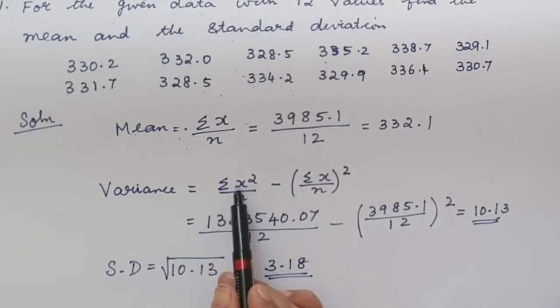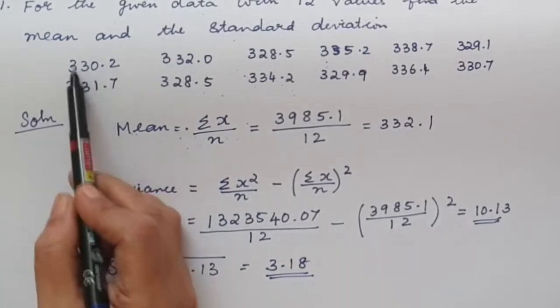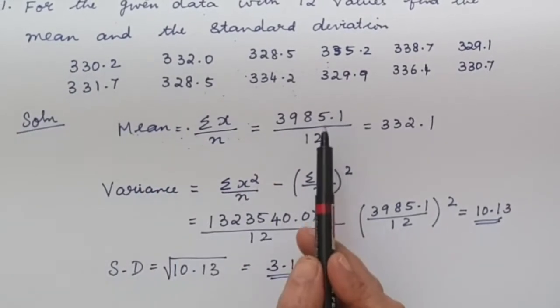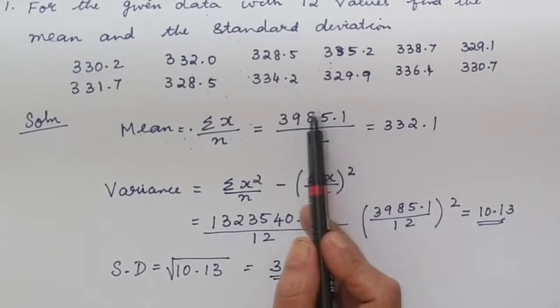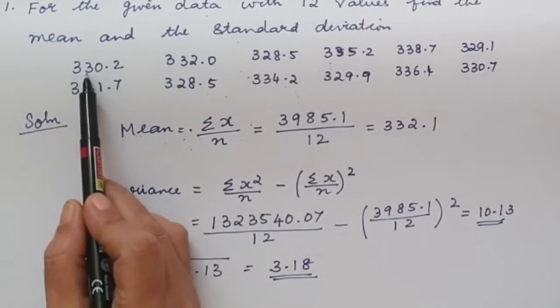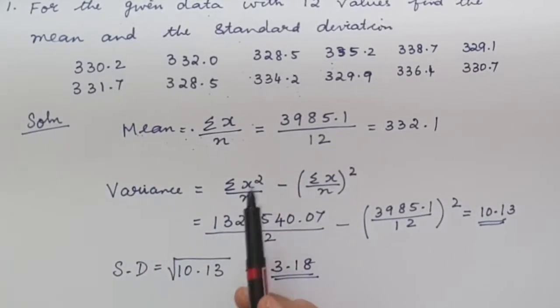So when it is sigma x squared, you have to remember that every value you are squaring and then you are adding that. It is not the square of this number. It is not the square of sigma x. It is every value squared and then you are adding the numbers.